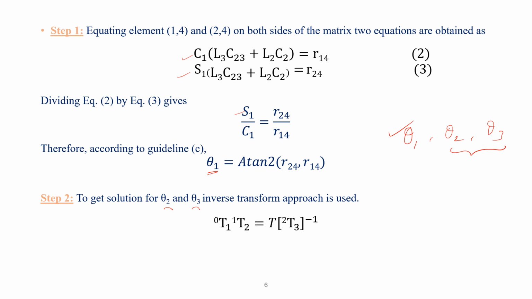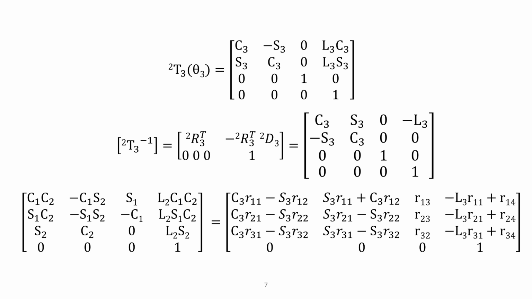In order to get that, we will be using the inverse transform approach. So how do you do that? You have to post multiply the inverse of the transformation. So here T1 to 0, T2 to 1 will be equal to the known transformation. You have to post multiply the inverse of the transformation matrix, that is T3 to 2. So we are using the inverse transform approach here. We already have the T3 to 2 transformation matrix. Just post multiplying that, sorry, first we have to get the inverse of it. So you have to get the inverse of it.